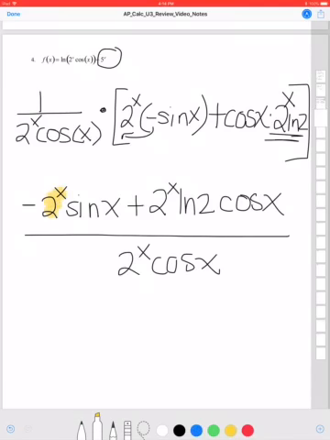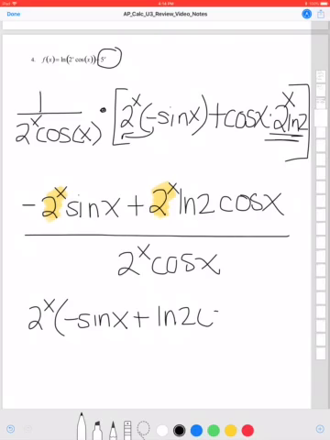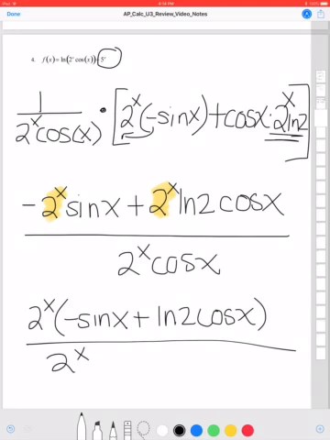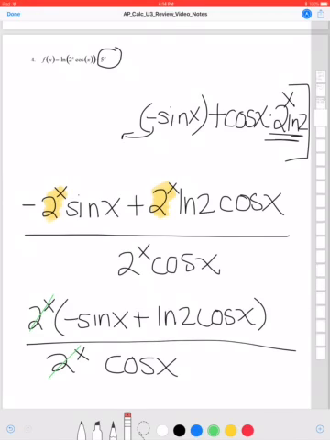Can I factor anything out? I sure can. I've got a 2 to the x here and a 2 to the x here. So I'm going to pull that out. Alright, my 2 to the x's are going to cancel. Alright, I'm left with this guy. I'm going to rewrite that back up here.